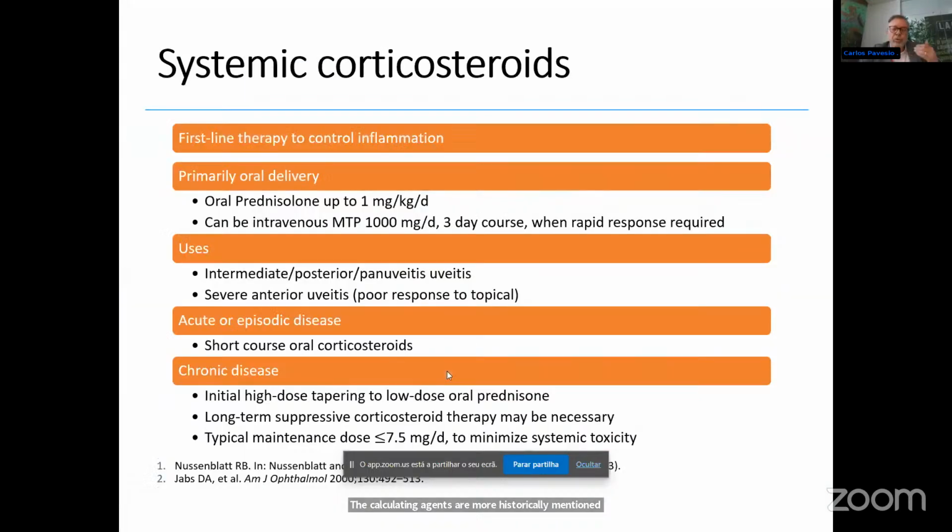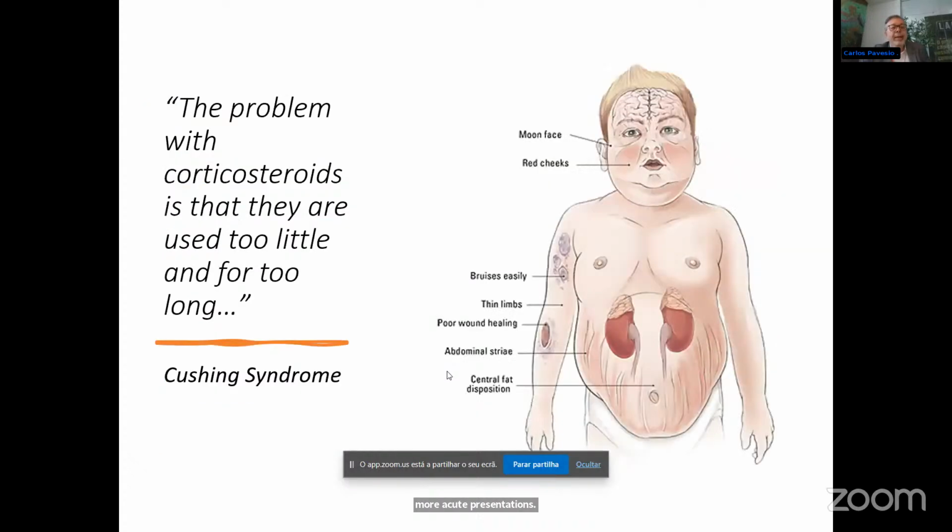Steroids: adequate dose, just hit it hard. Don't use low, small doses, because you will not achieve your outcome. And you can use intravenous if necessary in more acute presentations. Just make sure you reduce the steroids as quickly as you can. That's one of the major problems: they're used for far too long and not enough medication, so you get a lot of side effects and not the benefits you expect.